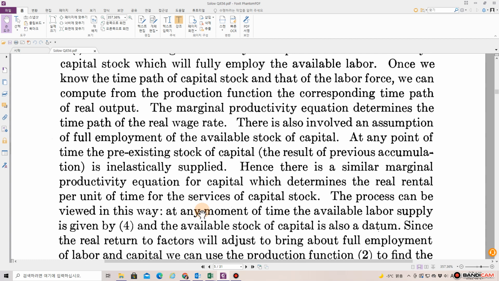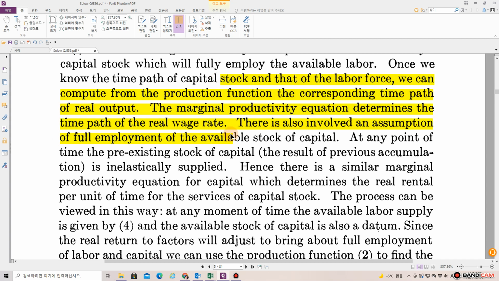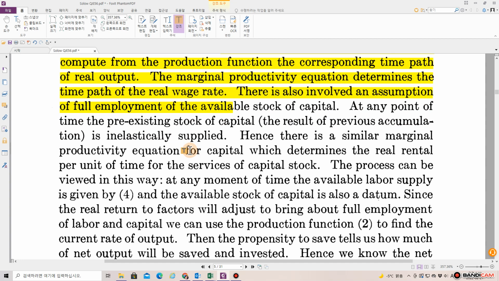There is also involved an assumption of full employment of the available stock of capital. At any point of time, the pre-existing stock of capital, the result of previous accumulation, is inelastically supplied. Hence, there is a similar marginal productivity equation for capital which determines the real rental per unit of time for the services of capital stock.